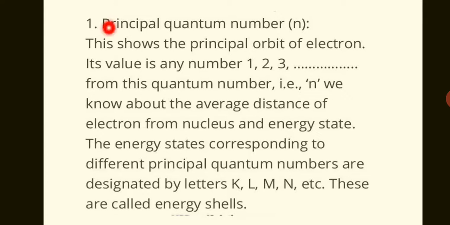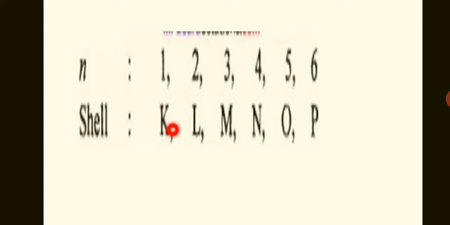The first type of quantum number is the principal quantum number, which is denoted by small n. Now, what is the function of the principal quantum number? This shows the principal orbit of the electron, meaning whether the electron occupies the K shell, L shell, M shell or N shell. For the K shell, n is equal to 1, as you can see in the table.